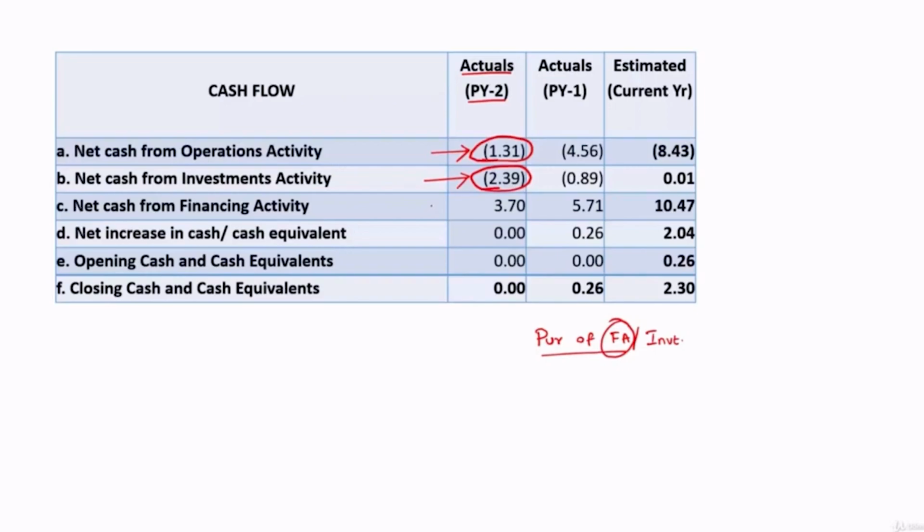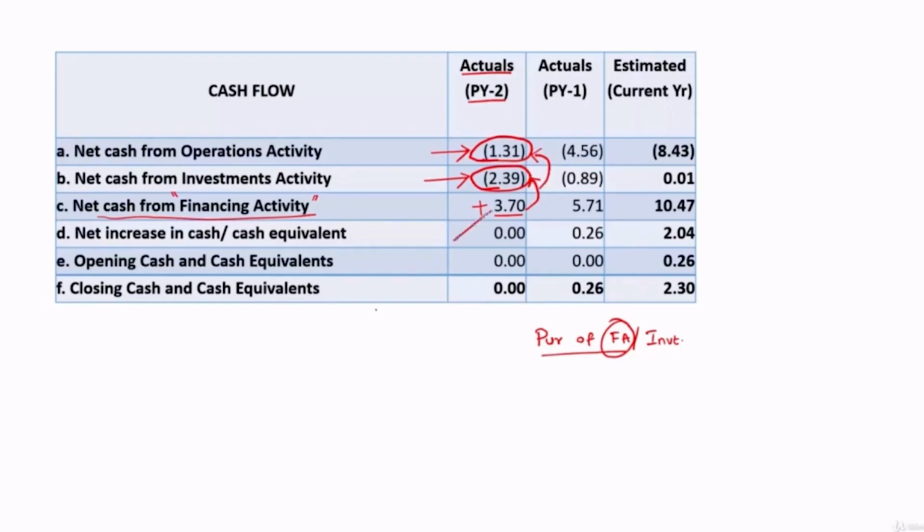From where they got money for all these outflows? 1.31 crore plus 2.39 crore, totally 3.7 crore. From where they got money for all this? They got money for all this from financing activity. In financing activity, they have mobilized 3.7 crore. So we can understand that they have mobilized 3.7 crore, and that is used for funding investment, and that is also used for taking care of the negative cash flows under operations.